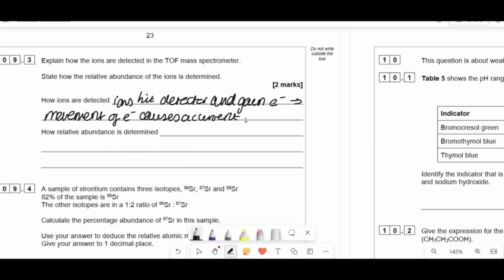Now, how do you get the relative abundance? The abundance is how much movement of electrons you have, as in the current. So the current is proportional to the abundance, because if you have loads of ions, you're going to have loads of electrons moving. If you have no ions, you're not going to have any moving. So as the number of ions hitting that detector goes up, the number of electrons moving, because they're taking them, goes up. So it's proportional, and that's how we can calculate things like that.